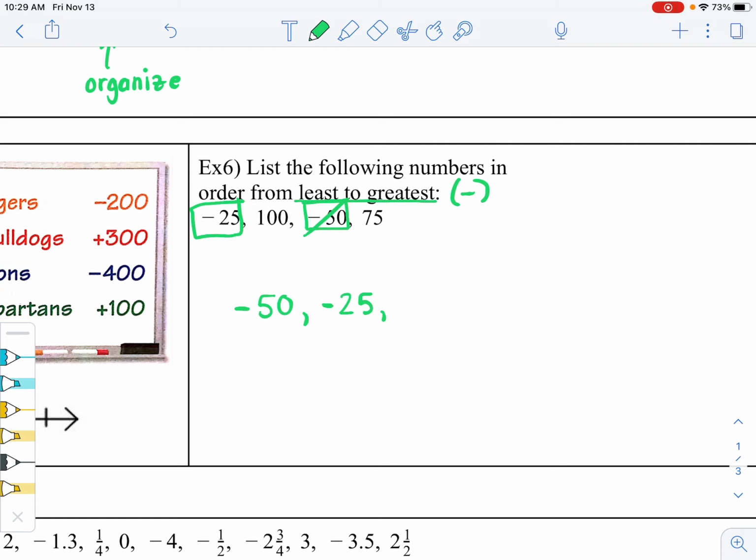Then we're in our positives. We want the smallest one, so we have 75, and I'm going to cross it out. And then our biggest number here, which is 100. And this is from least to greatest.